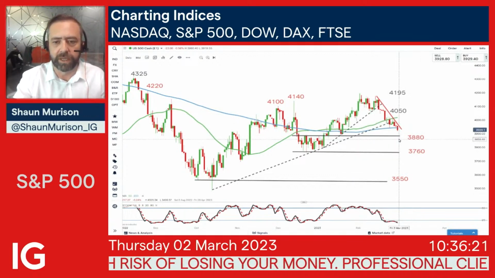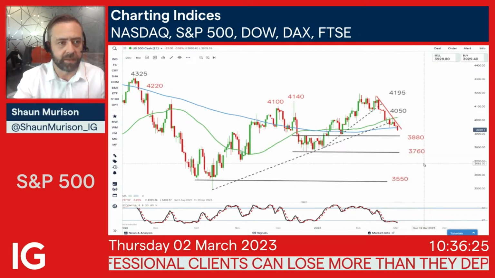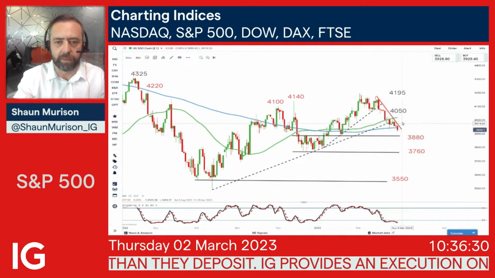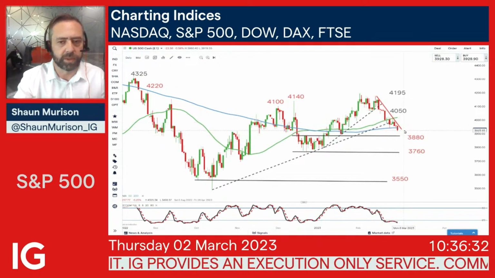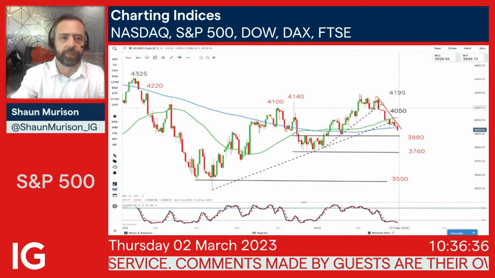Alternatively, we start breaking down. Probably still prefer to just sit on our hands, see how far that weakness takes us. Next level of support there, 3,760. So for me, looking for long positions on a break above this trend line or a bullish reversal of support about 3,880.